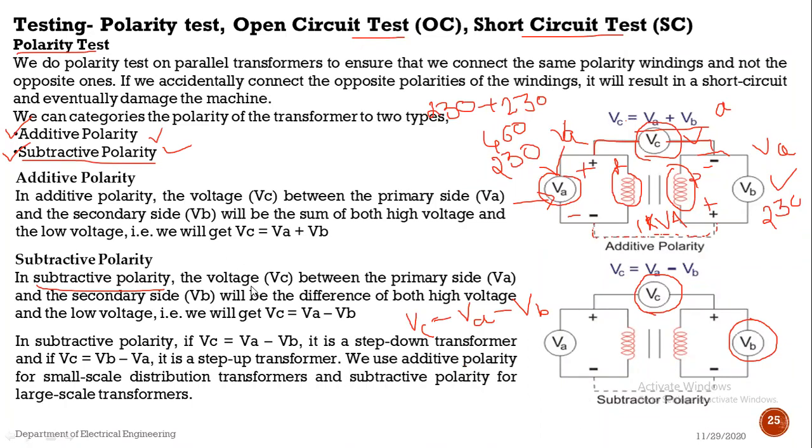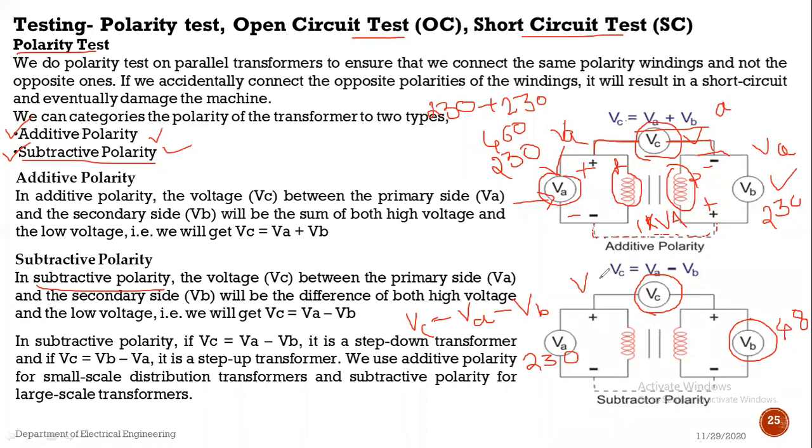In case of subtractive polarity, if VC is equal to VA minus VB, it is a step down transformer, and if VC is equal to VB minus VA, it is a step up transformer. Suppose this transformer has a different kVA rating and is a step down transformer. A step down transformer is one where, if the primary side has 230, it converts it into 48 volt. So it is step down.